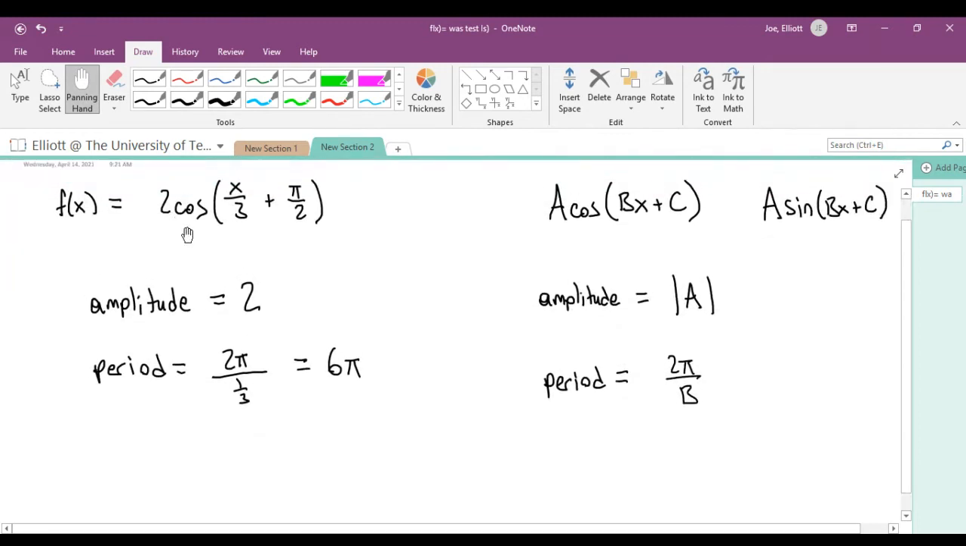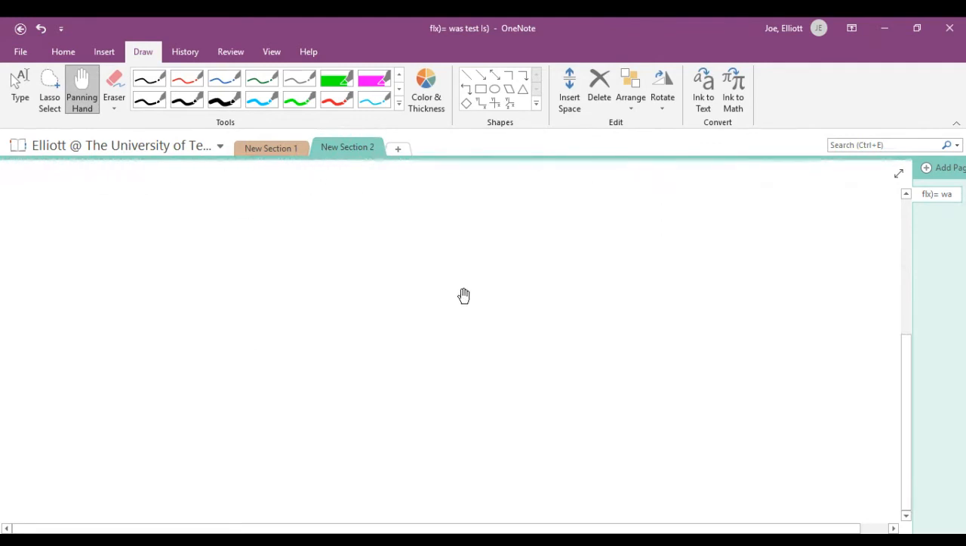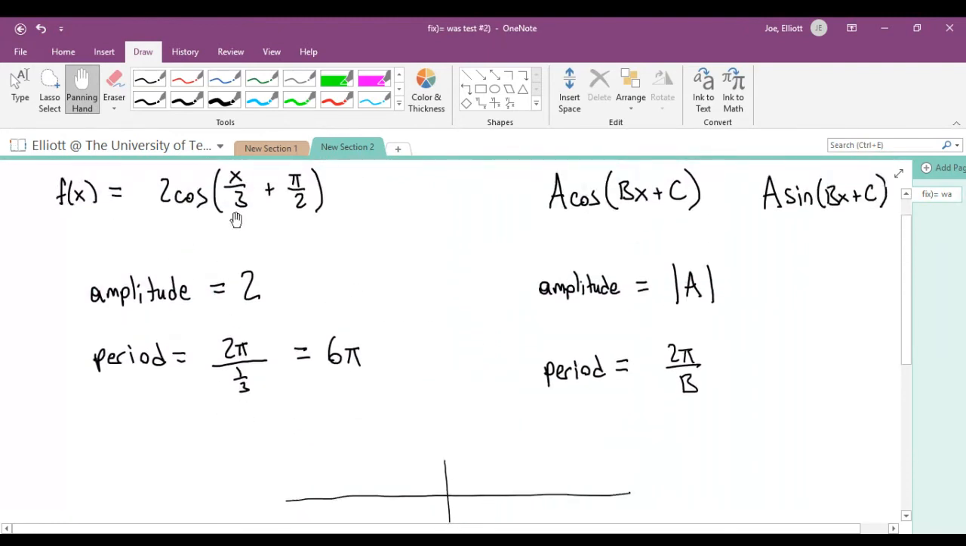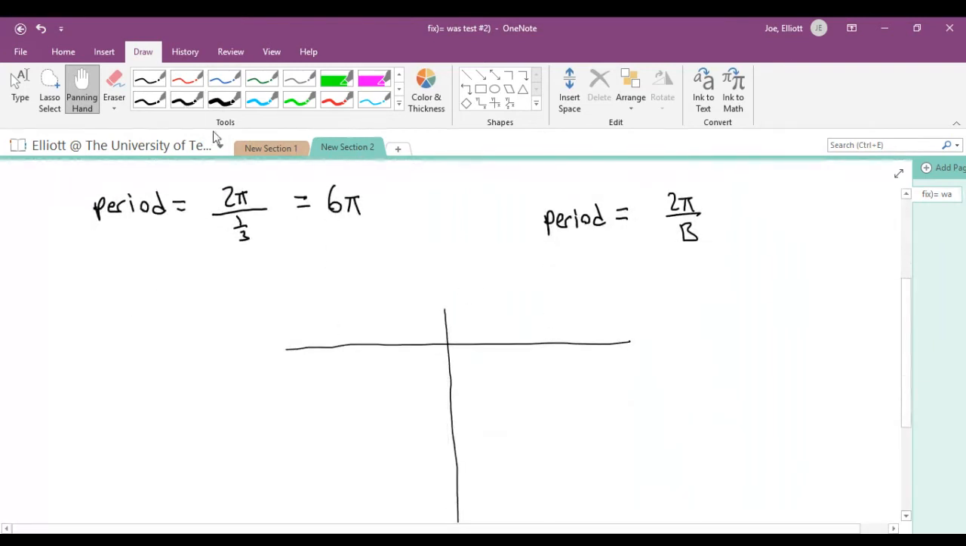Now we want to actually work on graphing this function. The way that you usually graph trig functions is you make a table, and personally, I think this is a great way of doing it as well. So that's how I'll graph the trig function. Here's how it works. We're going to start by treating the argument, the inside of the cosine, as a single quantity. So we've got x over 3 plus pi over 2.